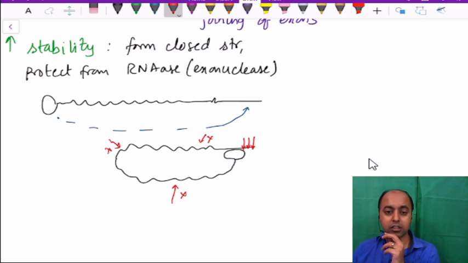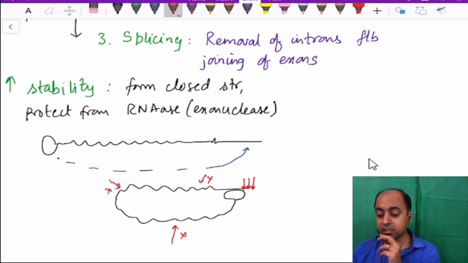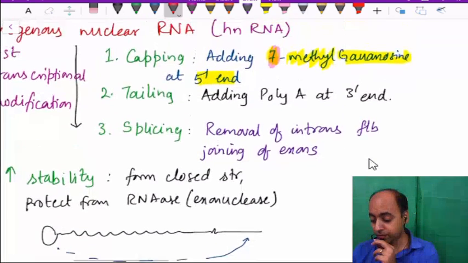Okay, this is the requirement for the cap and the tail. So the cap and tail will increase stability and they form a closed structure. This closed structure will protect from the action of exonuclease. In this case, it is the RNAs.